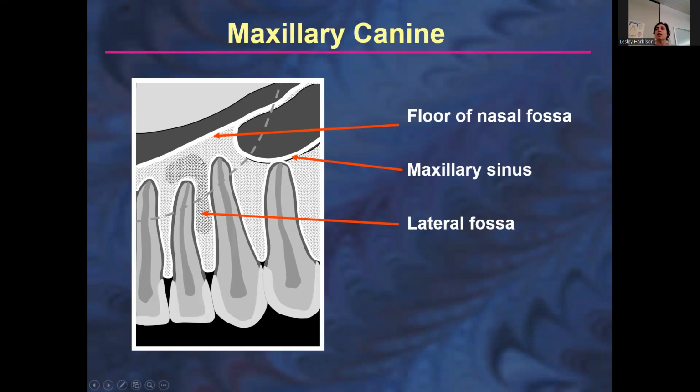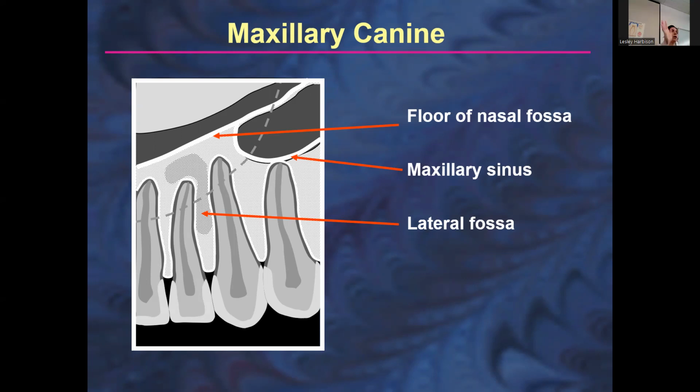The main thing that you're going to see there is the floor of the nasal fossa. Now, in a canine shot, you see anterior teeth and you also see posterior teeth, right? Because you see your premolars and then you see your canine and your lateral. So where do you think on that film, whether you're looking at a right or a left, you should see the floor of the nasal fossa?